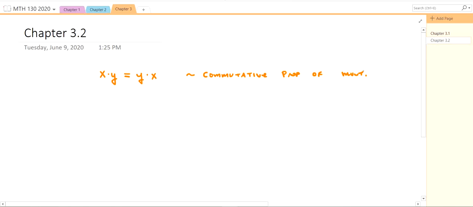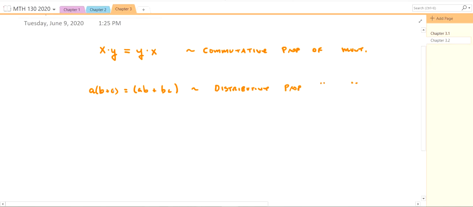And then another property that we worked with is we said that a times (b plus c) equals a times b plus a times c. This is the distributive property of multiplication. So just as a review, we talked about this before, a little bit of review.